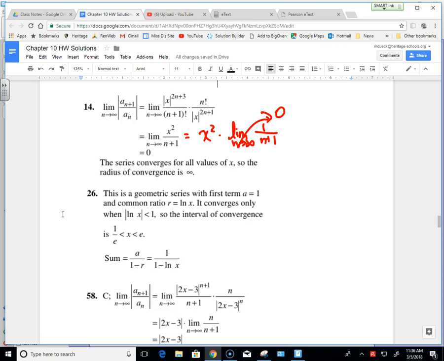Why didn't they test the endpoints? Geometric series. If you saw it was a geometric series, you know that the common ratio has to be less than 1 and greater than -1, not including. So for a geometric series, there's no need to test because it will always fail.